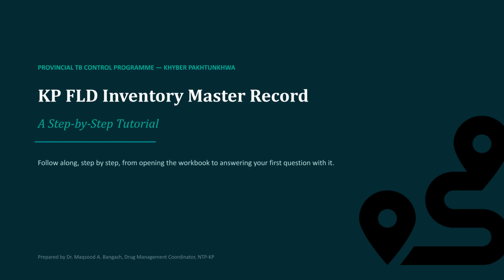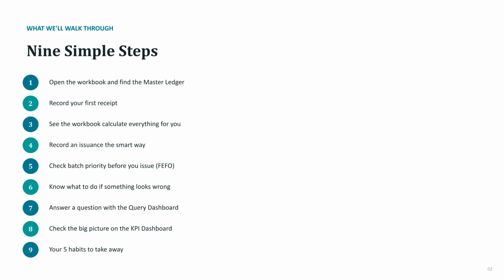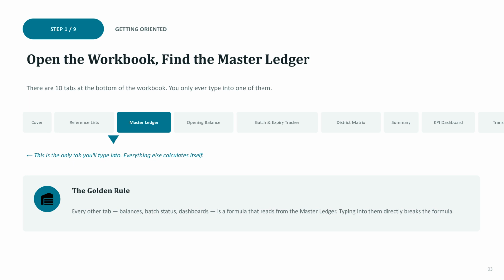Welcome to this step-by-step tutorial on the KP FLD Inventory Master Record, prepared by the Provincial TB Control Program in Khyber Pakhtunkhwa. This video will guide you through the process, starting from opening the workbook to using it to answer your first questions. In this video, we will walk through 9 simple steps to effectively manage your inventory. From opening the master ledger to practicing good data habits, you will learn everything you need to know to use this tool with confidence. Step 1 is getting oriented.